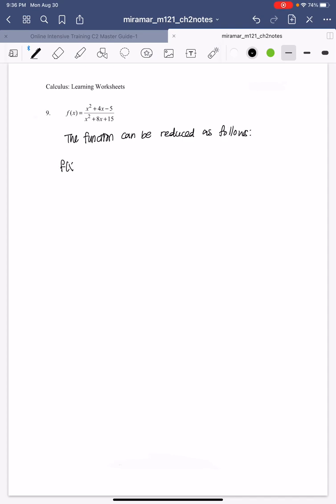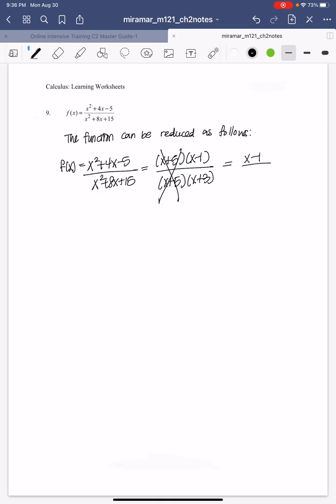Because f of x equals x squared plus 4x minus 5 over x squared plus 8x plus 15. Remember, this is a trinomial, so it factors as x plus 5, x minus 1. The bottom factors as x plus 5, x plus 3. So these cancel out. So I have x minus 1 over x plus 3.